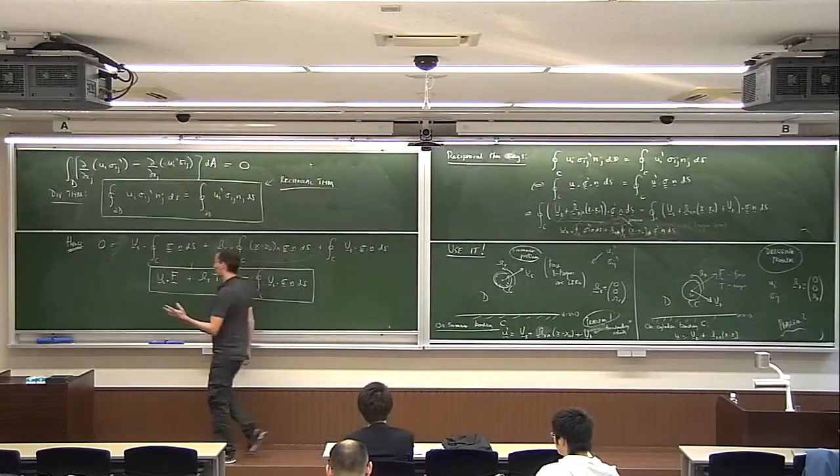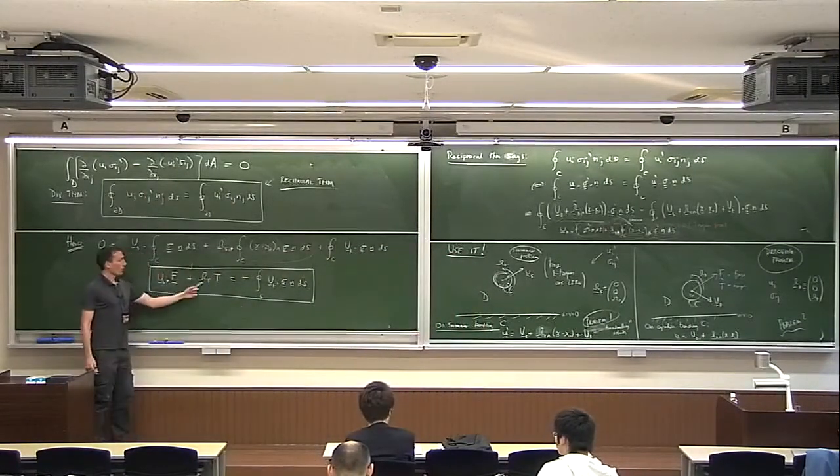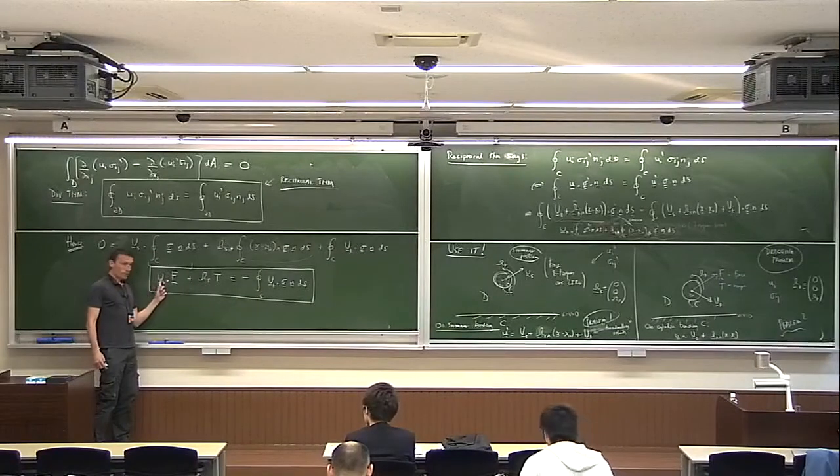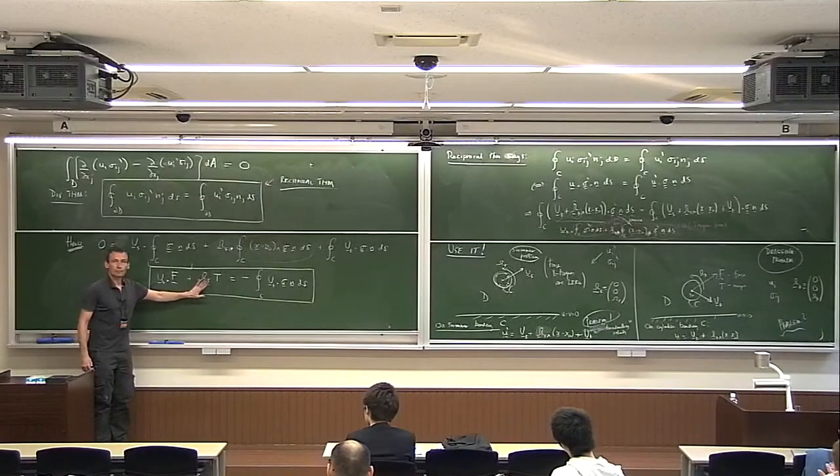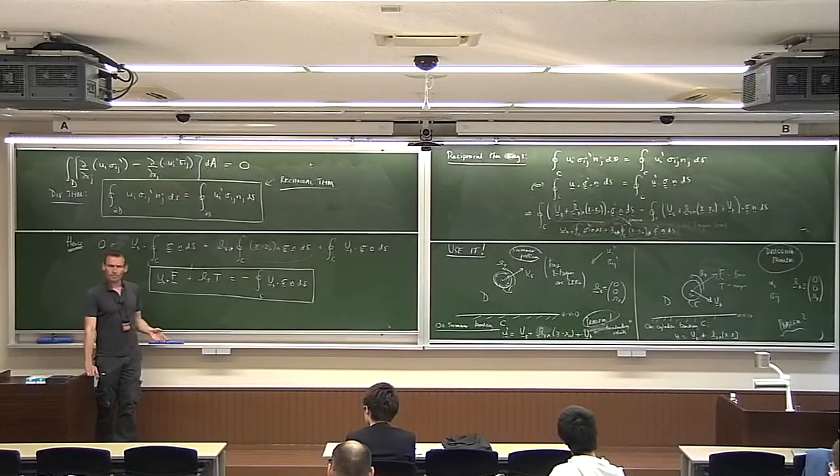How many real unknowns? Scalar unknowns. 1, 2, 3. So I'm going to need 3 equations. But I can just take 3 different solutions of the dragging problem and generate 3 equations. Does everybody see?